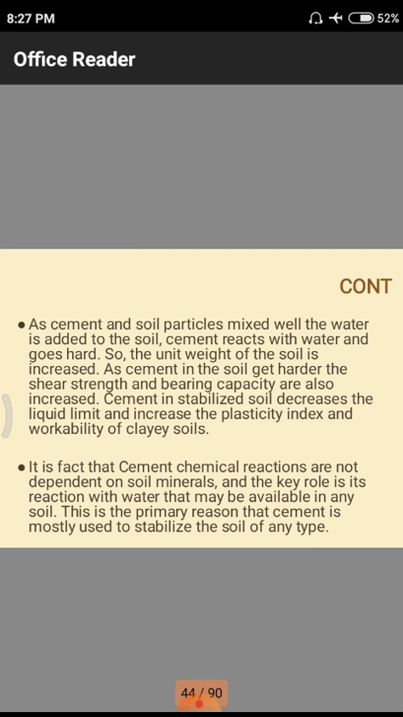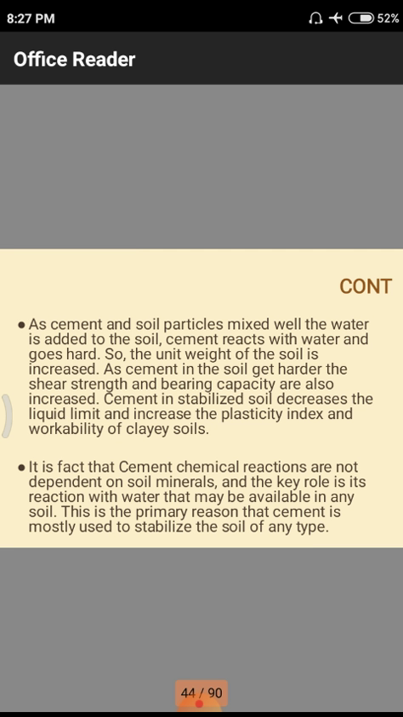That means the total soil can bear a huge amount of load compared to previous conditions. Without stabilization it has less bearing capacity. After stabilization it has a huge amount of bearing capacity. The plasticity index and workability of clay soils also improve.